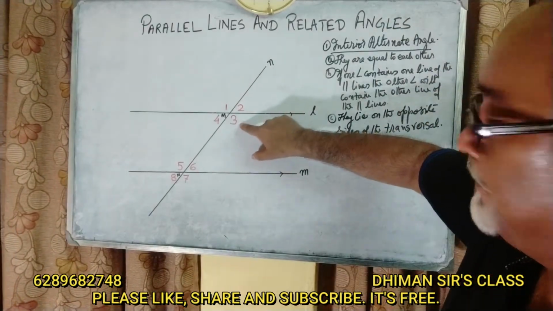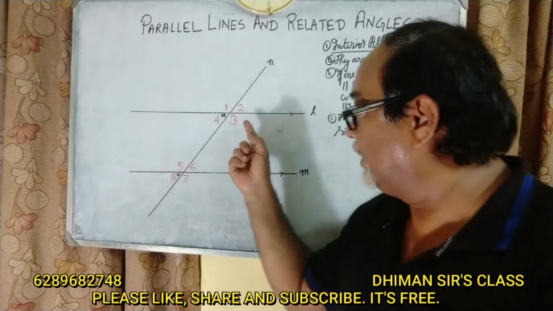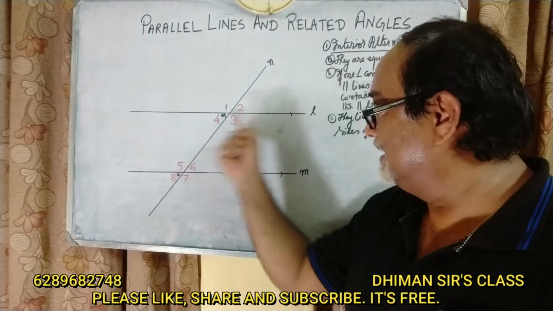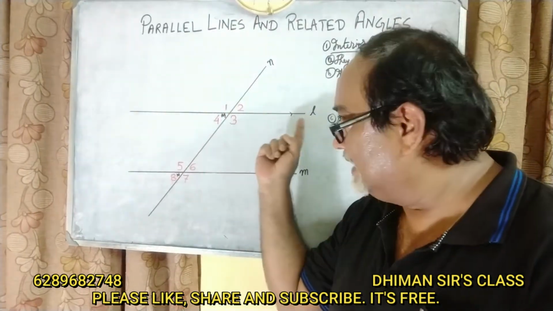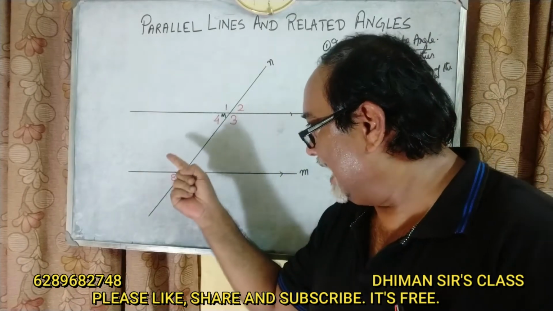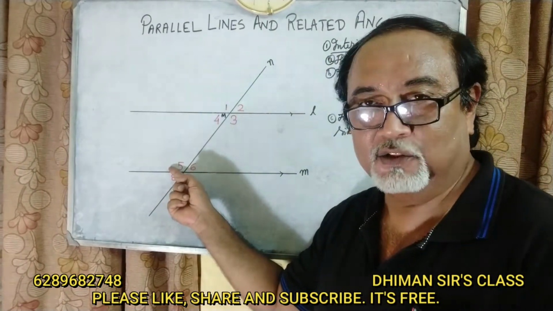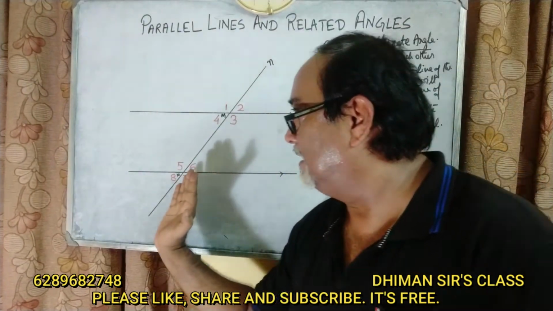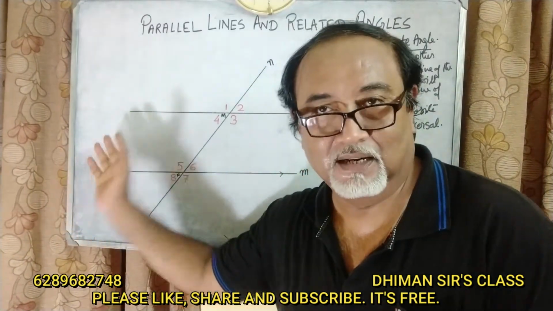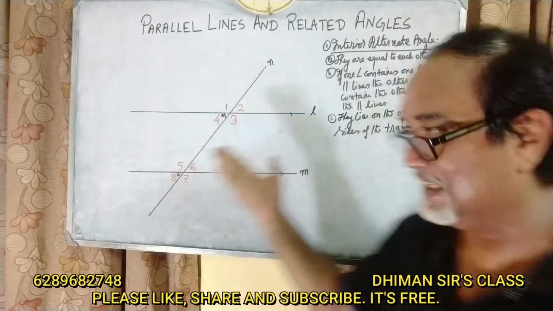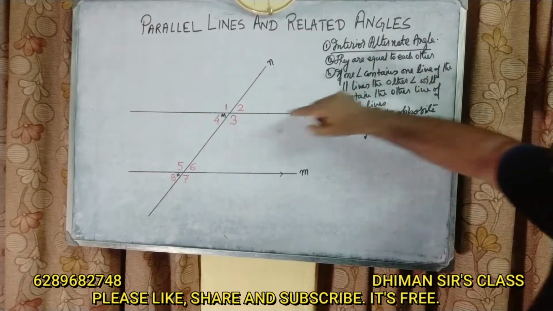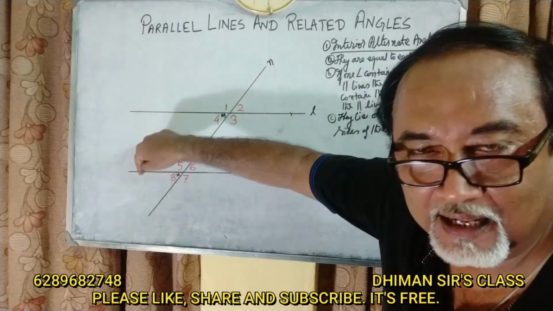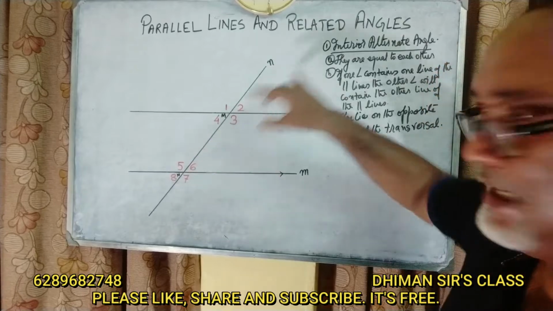See, if we take angle 3, it is on this side of the transversal and is containing this parallel line. So in that case, it will be angle 5 that would be equal to angle 3. Angle 3 lies on this side of the transversal, angle 5 lies on that side of the transversal. They lie on the opposite sides of the transversal that I have mentioned here. And if this angle contains this line, then this angle contains this parallel line. Okay? And both are equal.